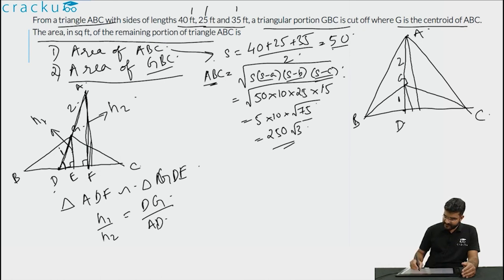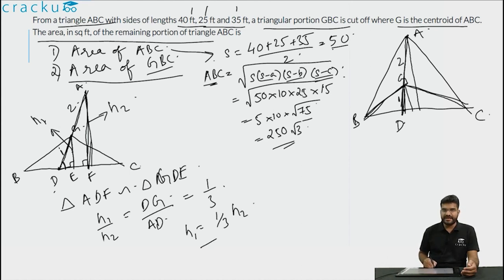That is, the height of the triangle GBC by the height of the original triangle is equal to GD by AD. Now GD by AD is 1/3, because we know that GD is 1 and AG is 2, so AD will be 3. Therefore H1, the height of the smaller triangle, will be 1/3 the height of the bigger triangle. Therefore the area of GBC will be 1/3 the area of ABC.